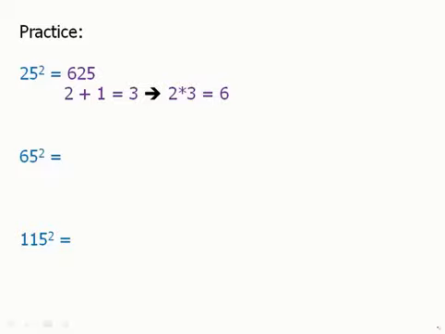65. Well, 65 is between 60 and 70. So we need the 6 and the 7. Those are the two numbers we need. We multiply them together, we get 42. Put that in front of 25, we get 4225. That's the answer.